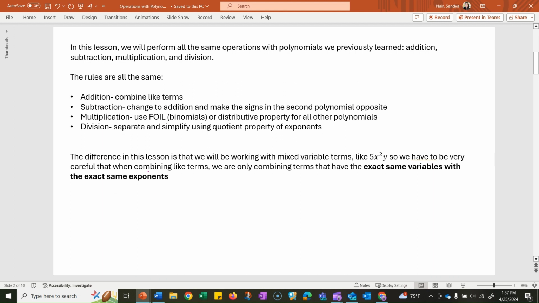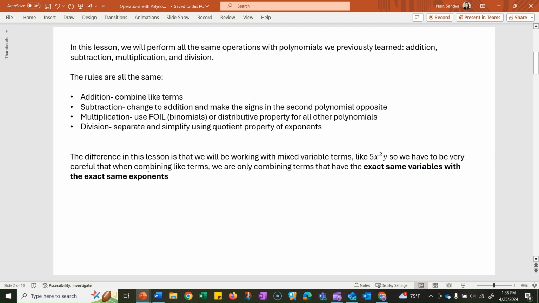So when we're adding, we're just going to combine like terms. When we're subtracting, we're going to change to addition and then make the signs in the second polynomial opposite. When we multiply, we're going to use FOIL if we're working with binomials or the distributive property for all other polynomials. And for division, we're going to separate the terms and simplify using the quotient property of exponents.